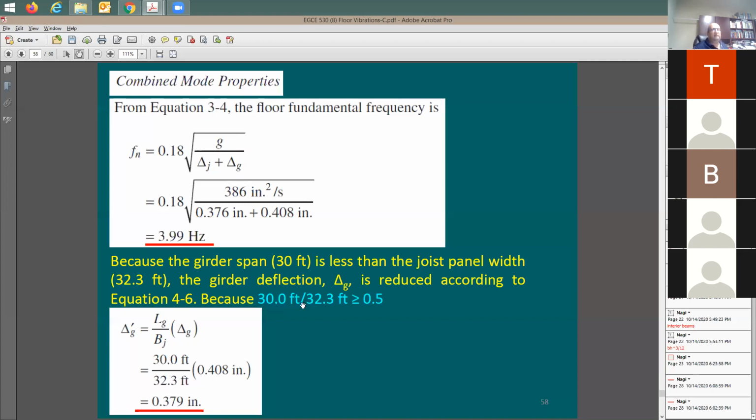Now it's actually going to be the width of the panel, the girder panel, turned out to be larger than the length of the girder itself. So you can have some reduction for the deflection of the girder. If you remember, we have this method of reducing the deflection of the girder, and it has been used here. You can use it or you don't really have to use it. It's going to be up to you. In this case, we were able to reduce it a little bit by a factor of 35 by 32.3.